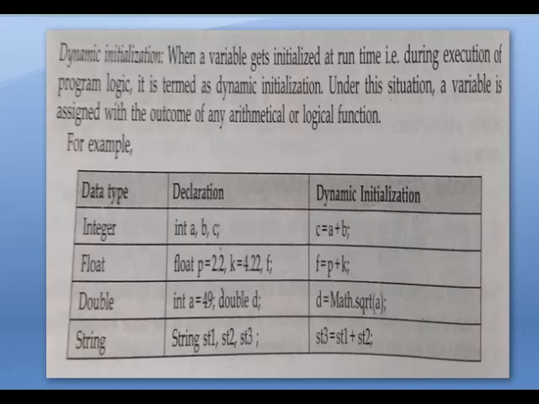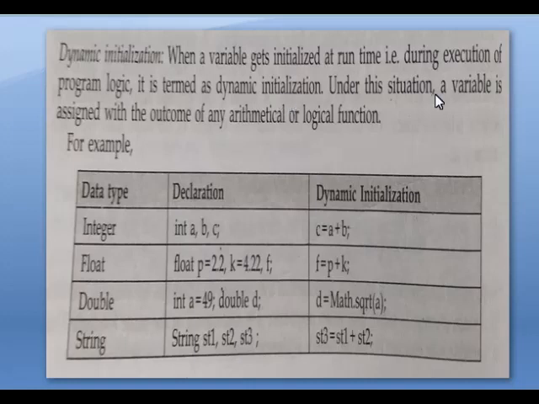Next one is dynamic initialization. See, when a variable gets initialized at runtime, that is during the execution of the programming logic, it is termed as dynamic initialization. Means if we are using some formulas inside the program, the value of the variable must change during the execution of the program. After compiling, after running the program, it will calculate the value according to the calculation. So the value of the variable must change. That is called dynamic initialization.